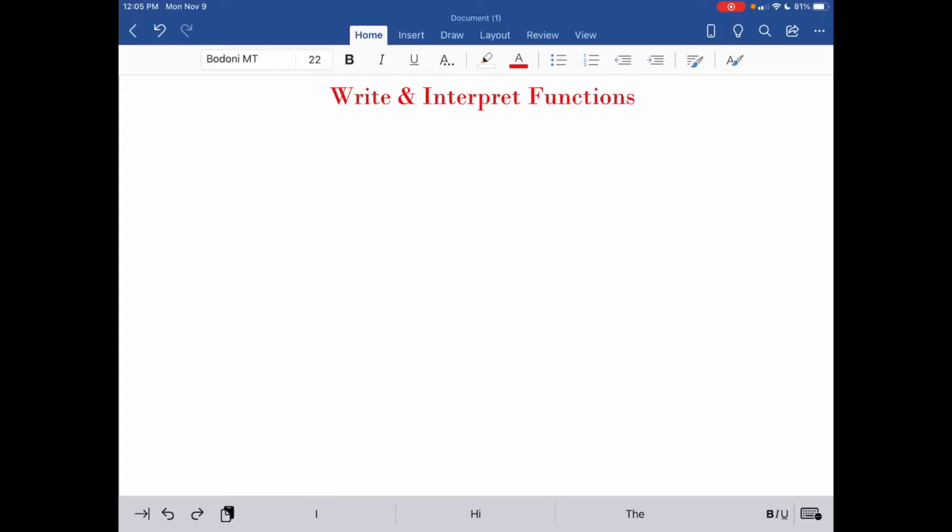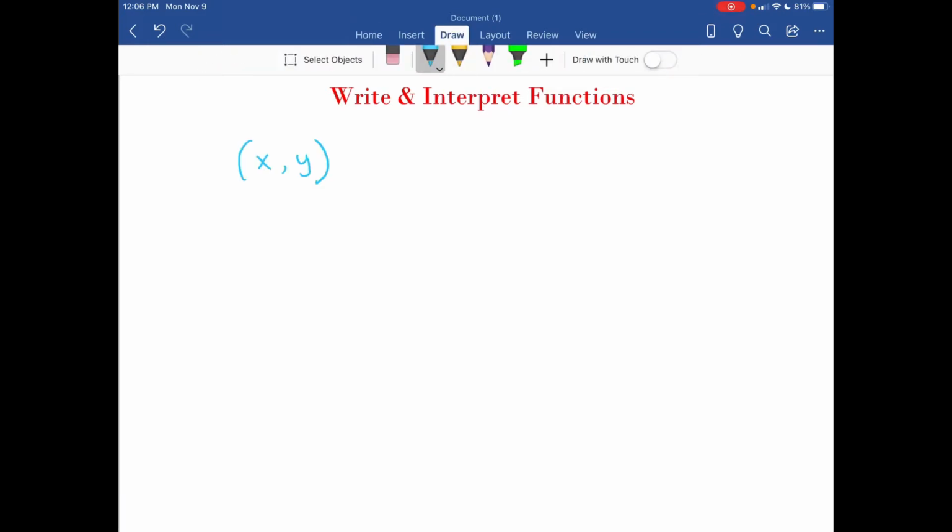We're going to stick to working with functions in this section, and more specifically writing and interpreting functions, so applying them to real world events. First and foremost, let's just start with some basics. If I have this ordered pair x, y, that can also be written as x, f of x.